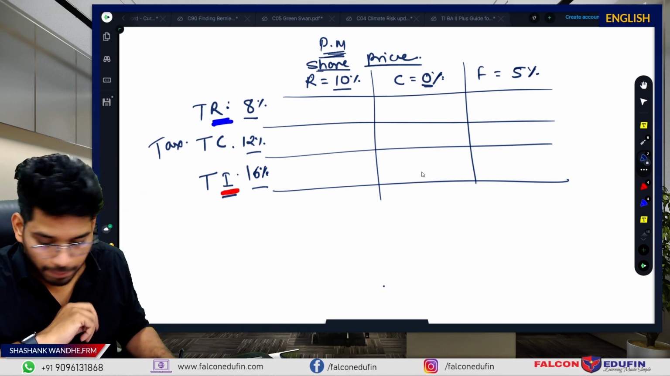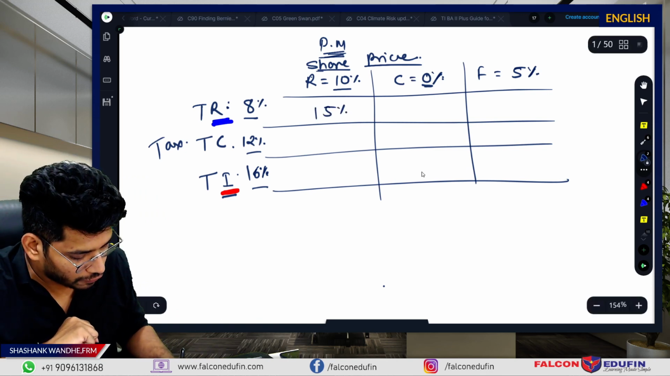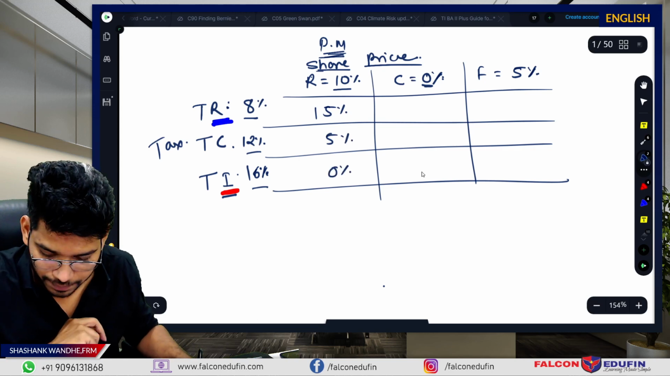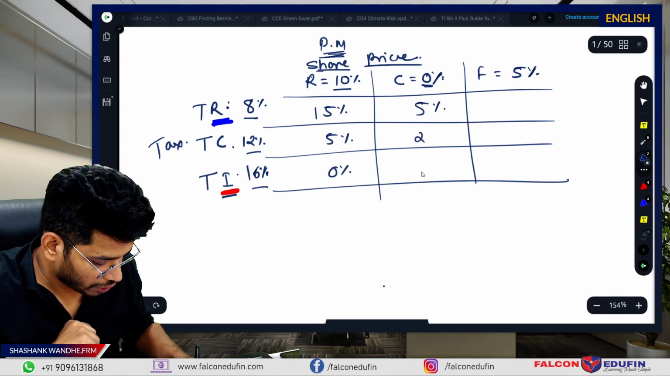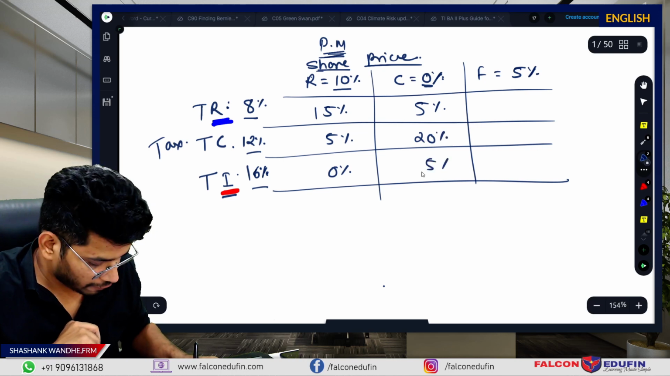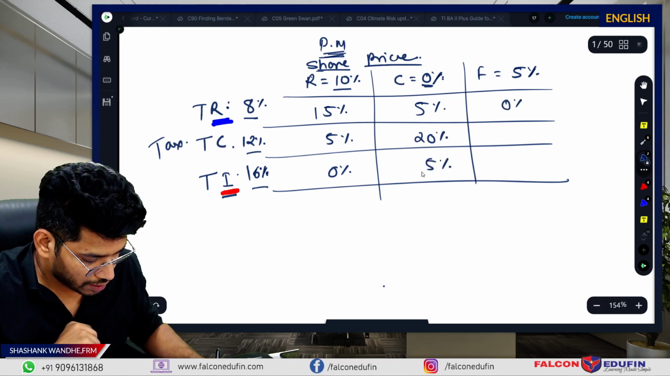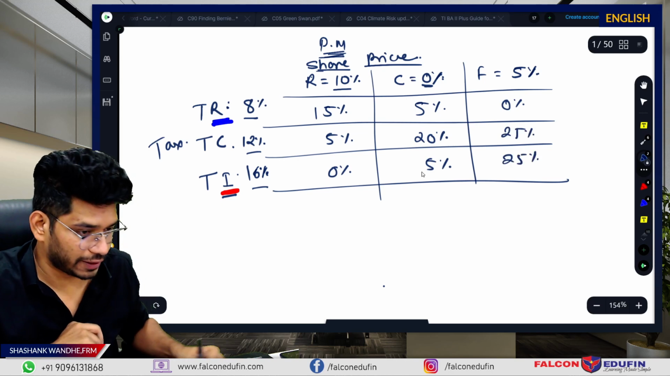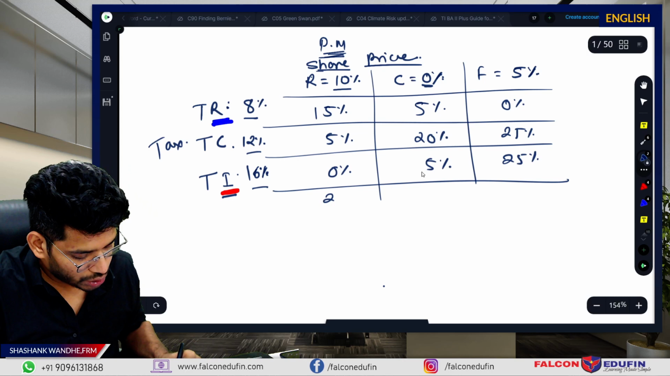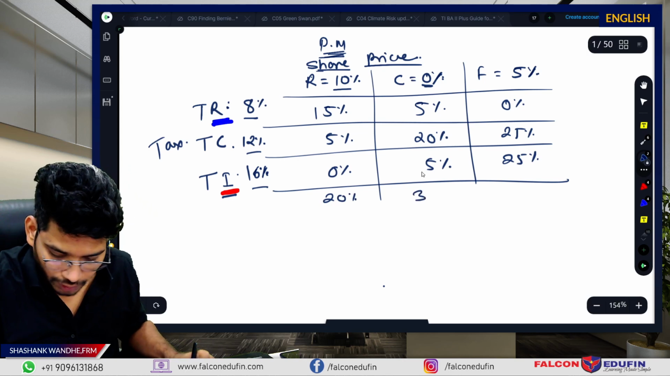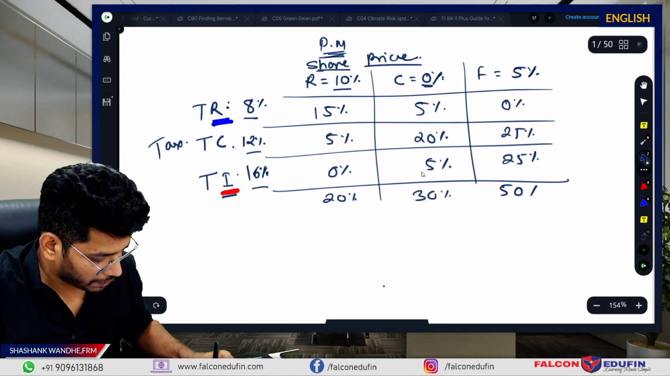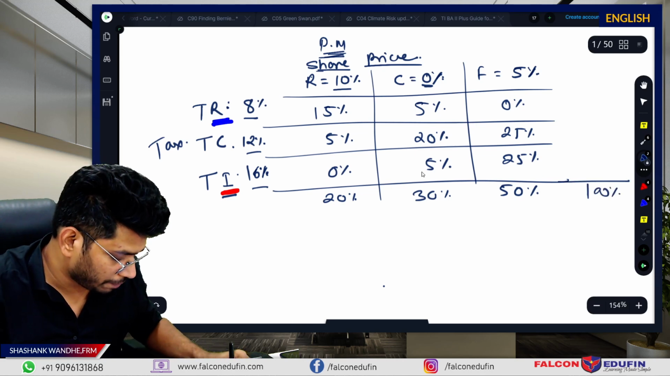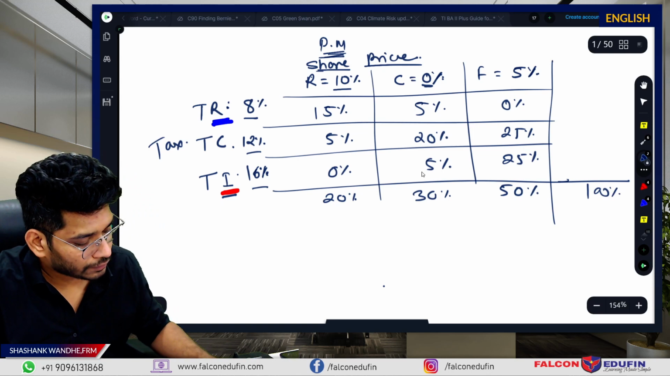Here we have probabilities: 15%, 5%, 0%, 5%, 20%, 5%, 0%, 25%, and 25%. Okay, the total is 20% here, 30% here, and 50% here. 50, 30, 20 equals 100% in this location.